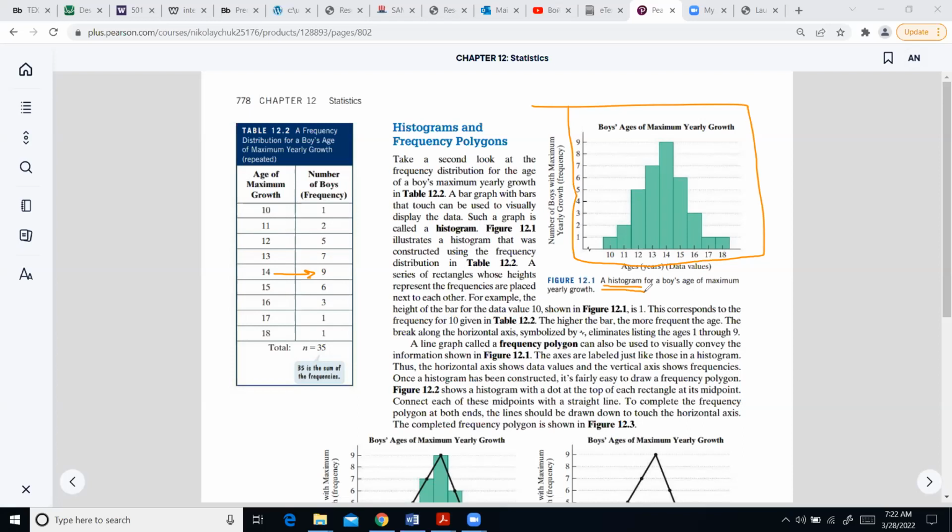So what they did here is they put our classes on the x-axis from 10 through 18, and along the y-axis they put frequencies. And notice that since the largest was 9, it is convenient to put that 9 on the very top, so the graph fits nicely into this picture, and they produce these bars.